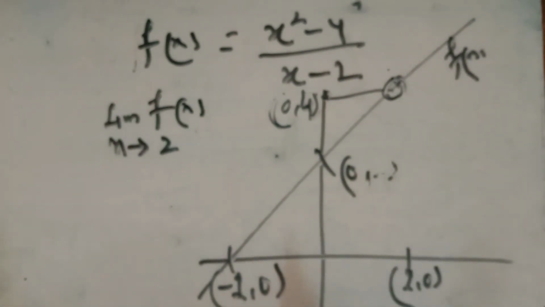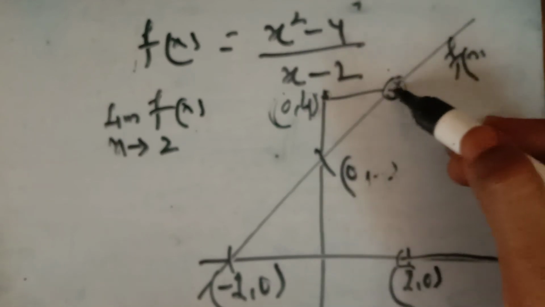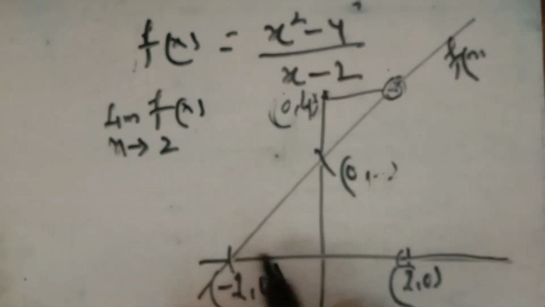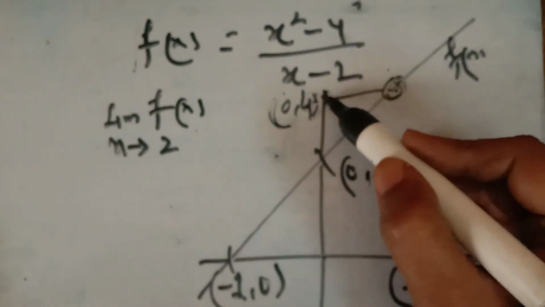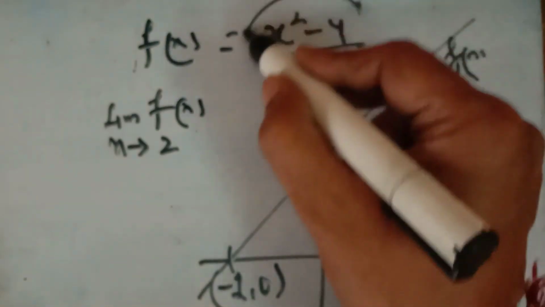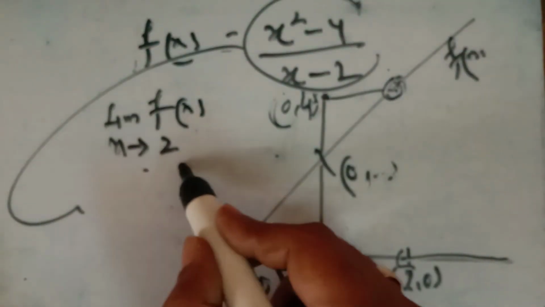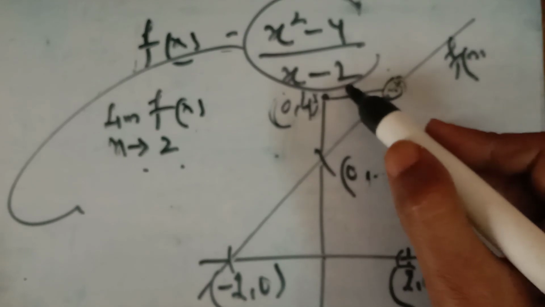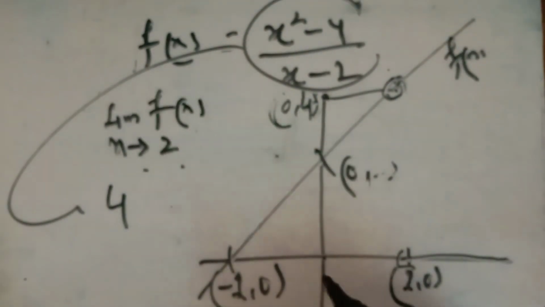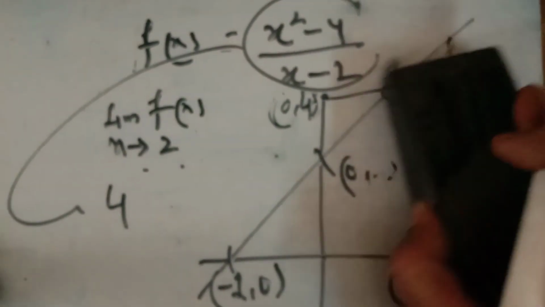Now as we are approaching from the greater value of 2, the limit of this function is approaching 4, or from the smaller value, it is approaching 4. So the limit of this function as x approaches 2 will be equal to 4. Its limit is 4. Now how can we directly find it?